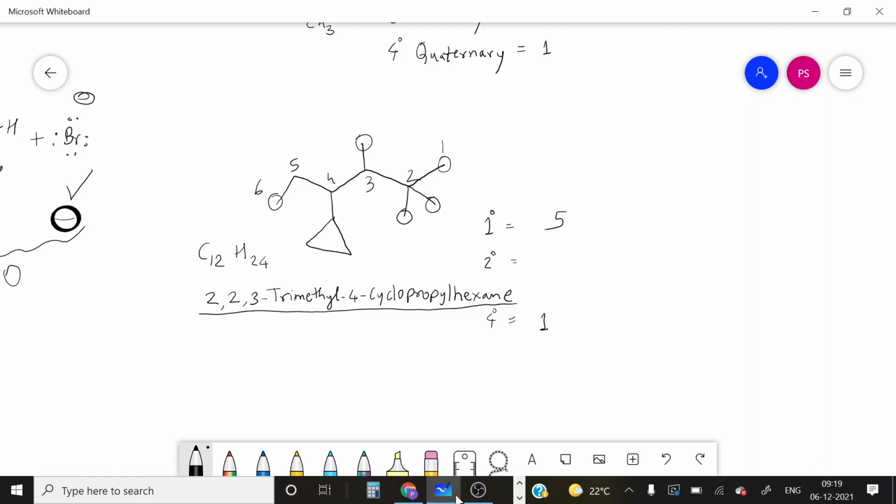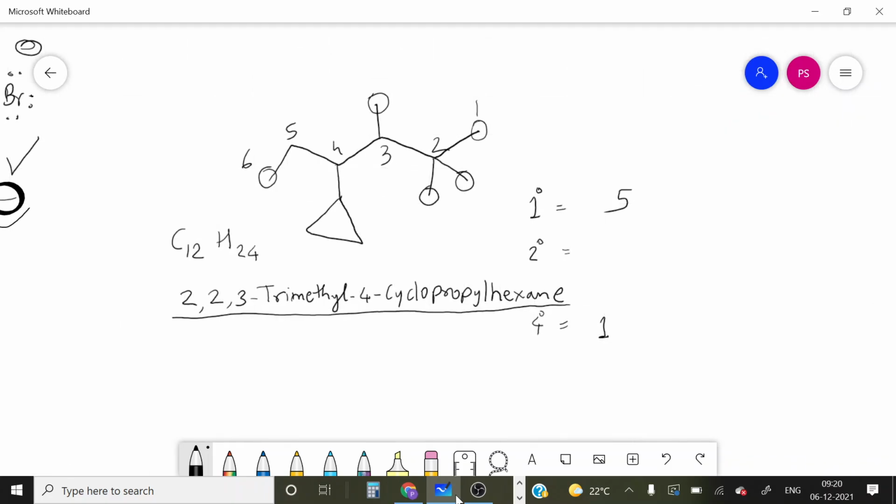Okay, good morning, students. Today we will see how to identify primary, secondary, tertiary, and quaternary carbons, and simultaneously we will learn the nomenclature of alkanes and other organic compounds. Okay, now in last lecture we saw the total number of primary carbons in this structure. Okay, so total number of primary carbons are 5.